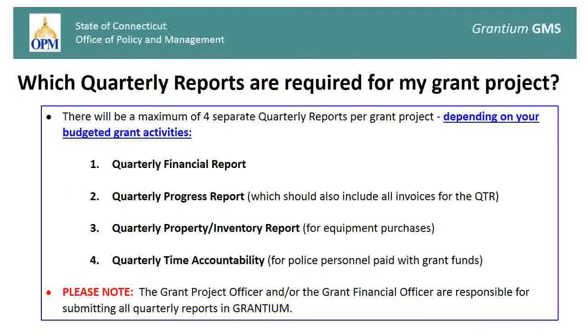Which quarterly reports are required for my grant project? There will be a maximum of 4 separate quarterly reports per grant project, depending upon your budgeted grant activities. 1. The quarterly financial report. 2. The quarterly progress report, which should also include all invoices for the quarter. 3. The quarterly property inventory report for equipment and purchases. And 4. The quarterly time accountability for police personnel paid with grant funds. Please note, the grant project officer and/or the grant financial officer are responsible for submitting all quarterly reports in Grantium.